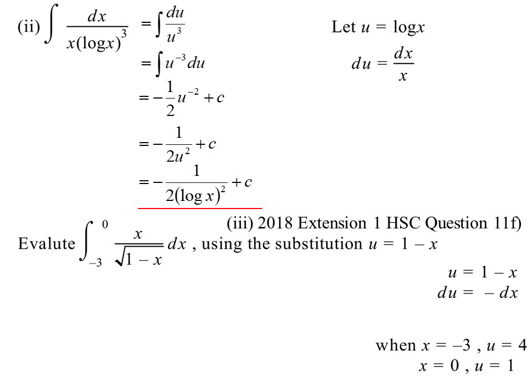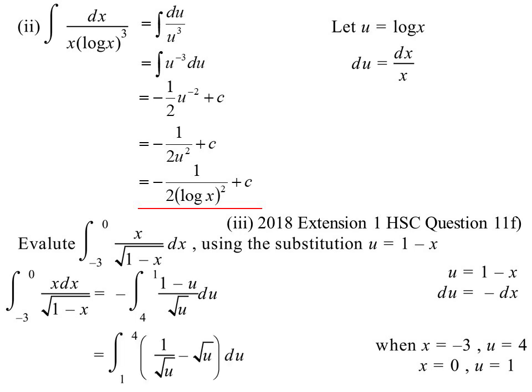So substituting into the formula we've been given there, u is 1 minus x, I can see that when x is -3, u is 4. When x is 0, u is 1. Now I can do a complete substitution. 1 minus u on root u. It's still not quite one of the standard forms. So I will break this fraction up into two things, and I'll get 1 on root u minus the square root of u. And I've now got two things I can integrate.